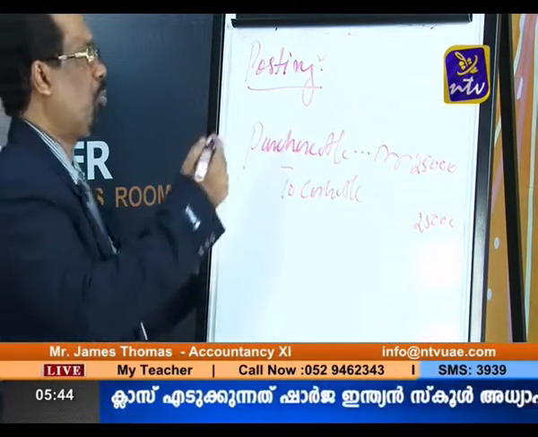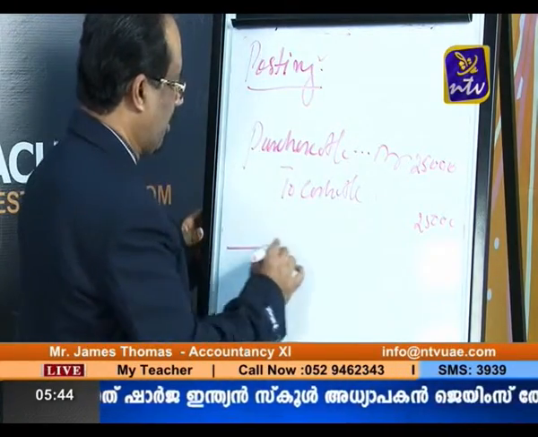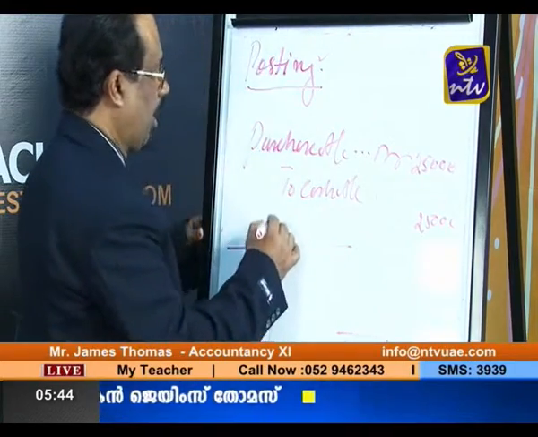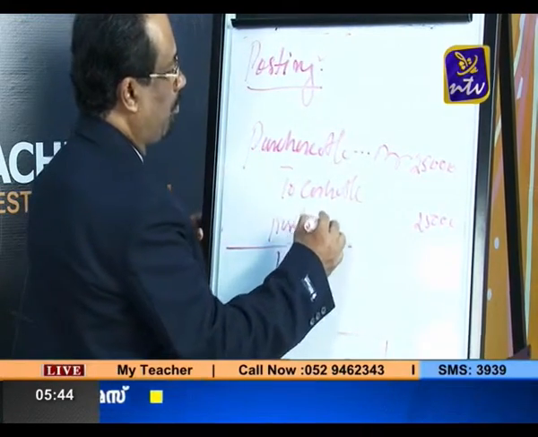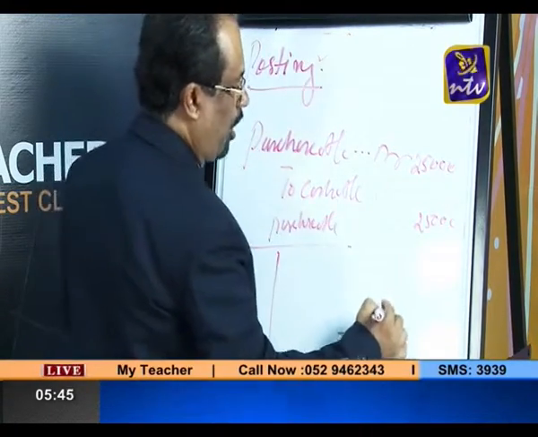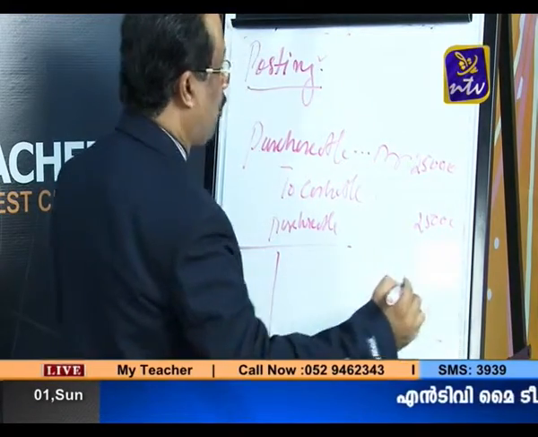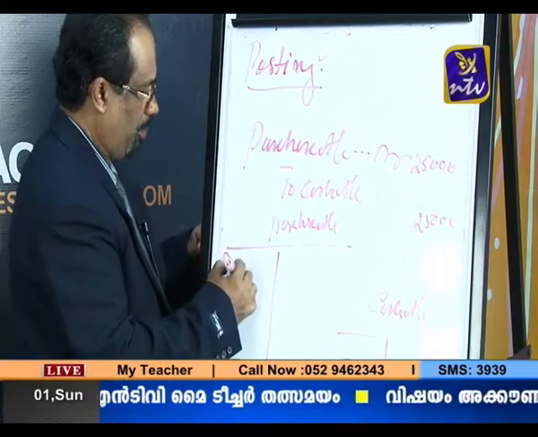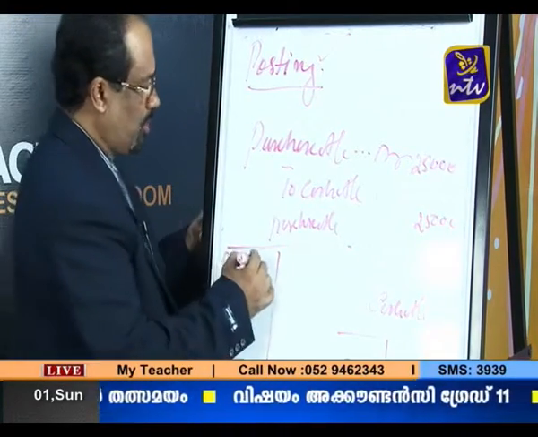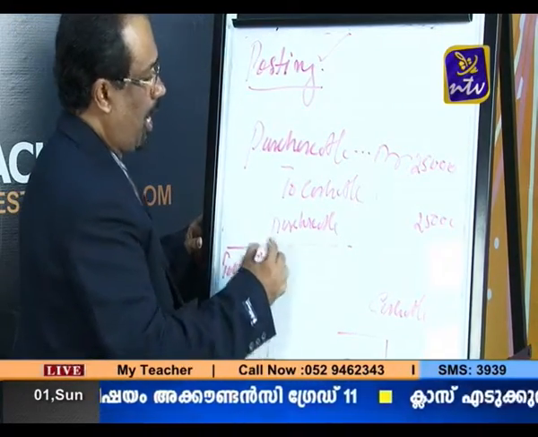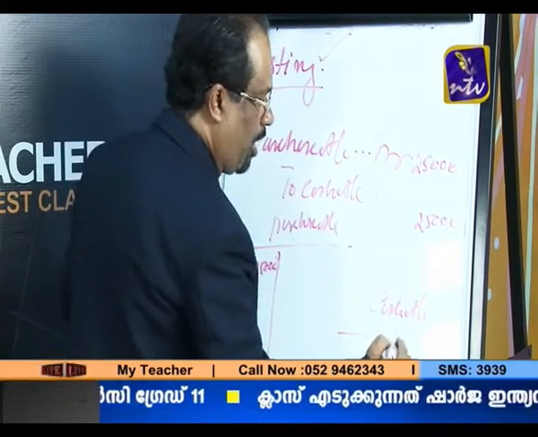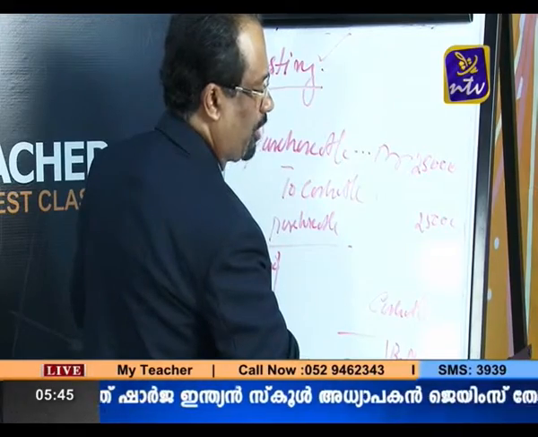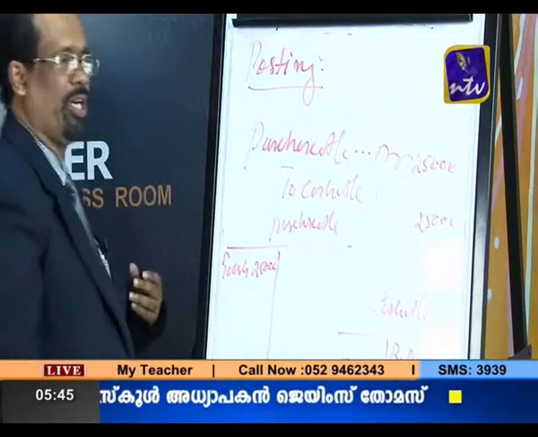Now I am going to post these particular items into the purchase account. You can see I am drawing two accounts, one is purchase account and one is cash account. So how you are posting? Purchase account debit side you write to cash 25,000, and cash account credit side you write by purchase 25,000. So this is what is called posting.